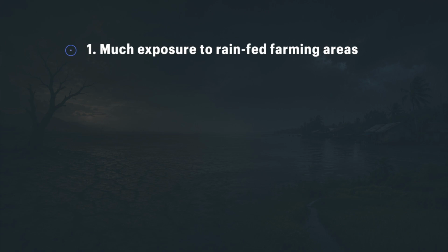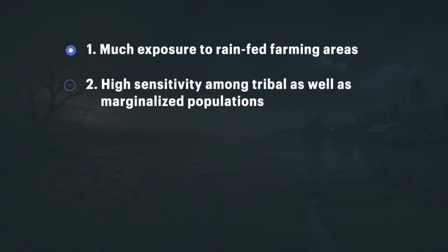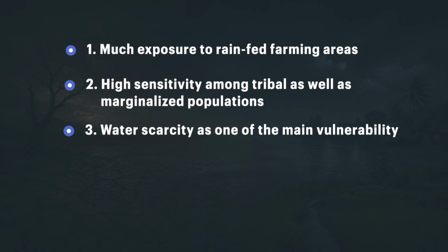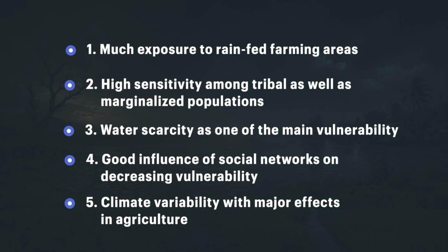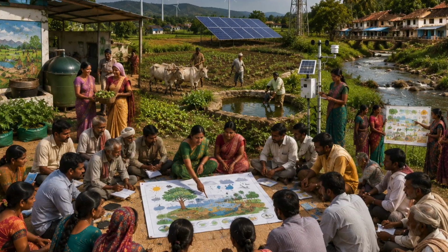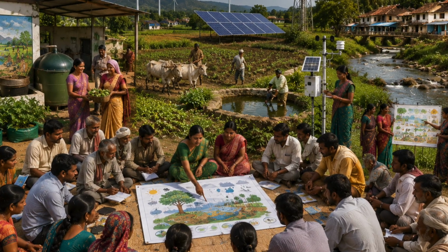The common findings revealed high exposure in rain-fed farming areas, high sensitivity among tribal as well as marginalized populations, and water scarcity as one of the main vulnerability factors. Apart from that, there is a good influence of social networks on decreasing vulnerability, and climate variability with major effects on agriculture. So, studies based on LVI have been used to inform watershed planning and development, climate adaptation and rural livelihood missions. Applying Livelihood Vulnerability Index to future planning and building of resiliency.